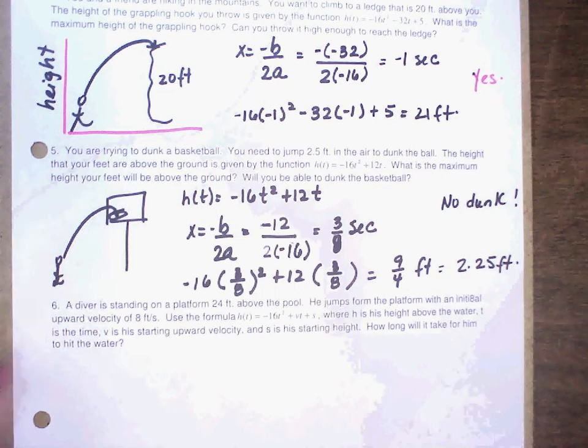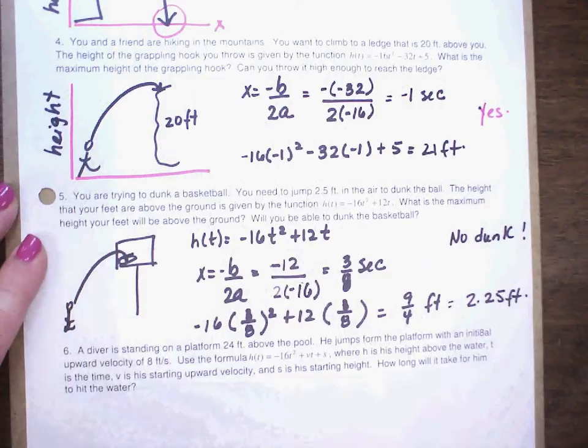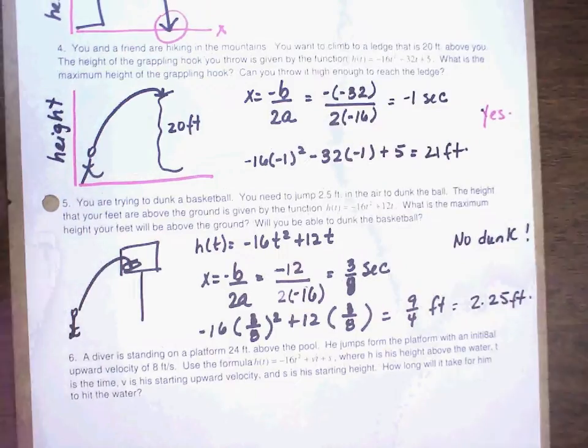Yeah, we're going to do number 6, right? We did all the way to number 5, where we figured out that he cannot dunk. Yay? All right, so are we good?